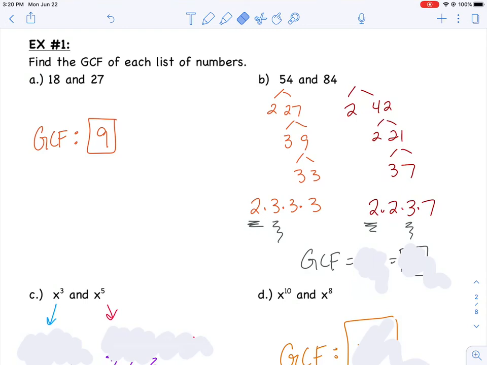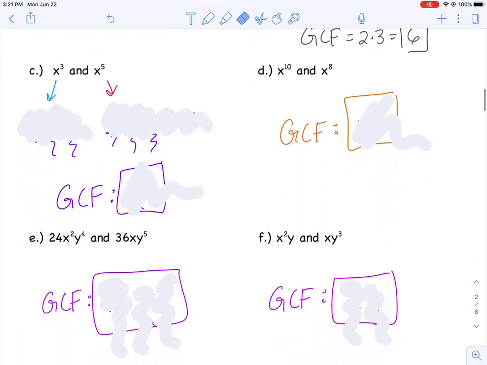So my greatest common factor would be the numbers that they have in common. The numbers that they have in common are a 2 and a 3. So really, their greatest common factor would be 6. 6 is the largest number that goes into both 54 and 84. It's the common factors that they have in common, right? The largest common factor.